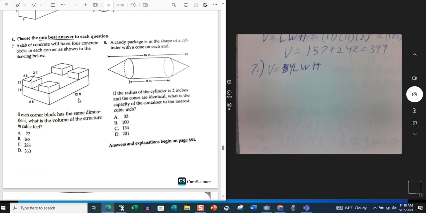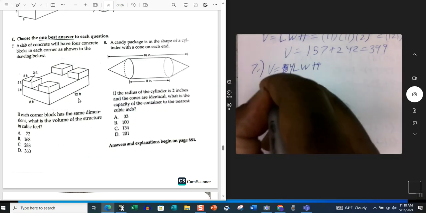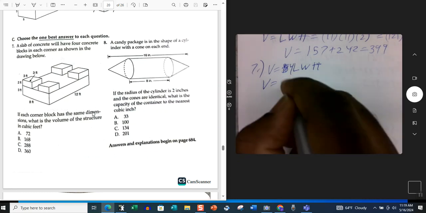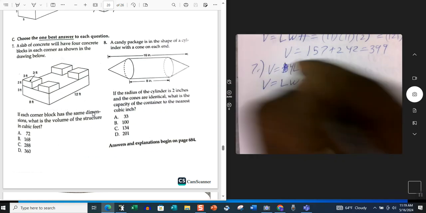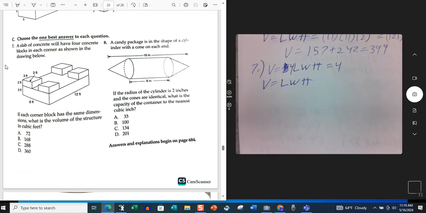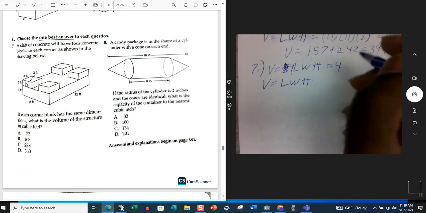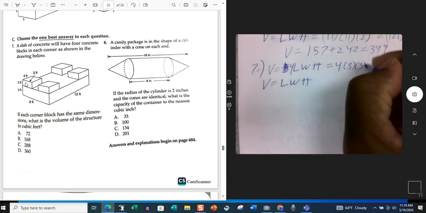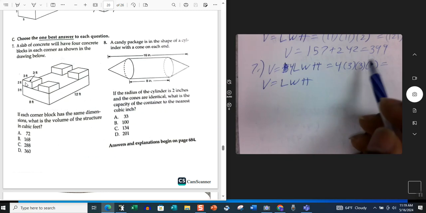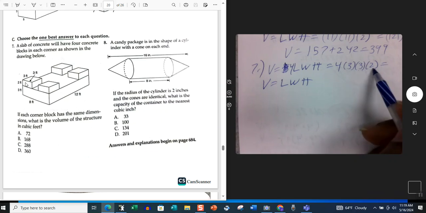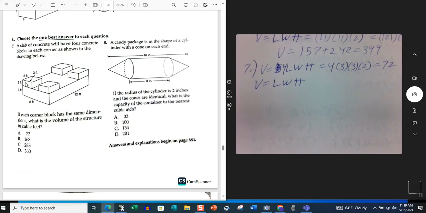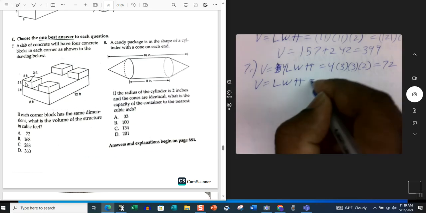So whatever you get for one, you'll multiply by 4, and that will give you all 4 of them. And then the volume of the larger rectangular prism will be length times width times height. So now we have 4, and then we have 3 times 3 times 2. When we multiply this out, 4 times 3 is 12, times 3 is 36, times 2 is 72. So that equals 72. That's the volume of all 4 of those together.